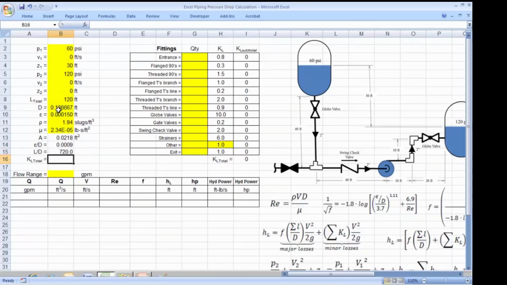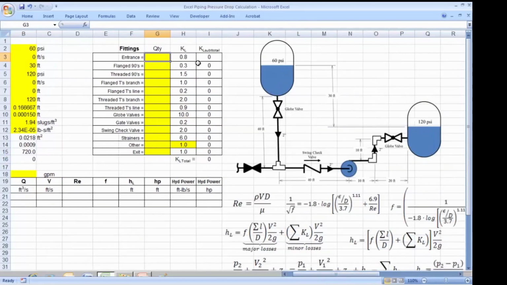Right here, so we get those terms, and then I'm just going to copy this total that we get from over here for this K. So let's start counting up our fittings. We have an entrance, I'm using K as 0.8. There's a couple other different values you could use, but I'm going to stick with 0.8. And so there's one entrance loss.